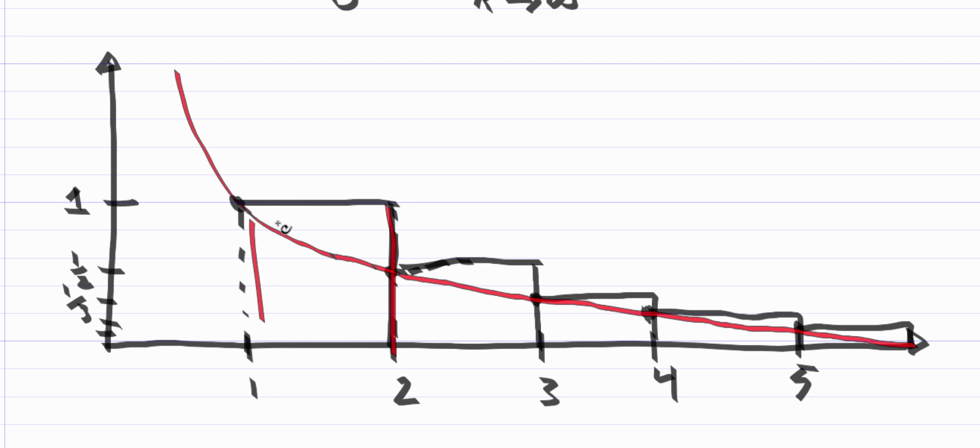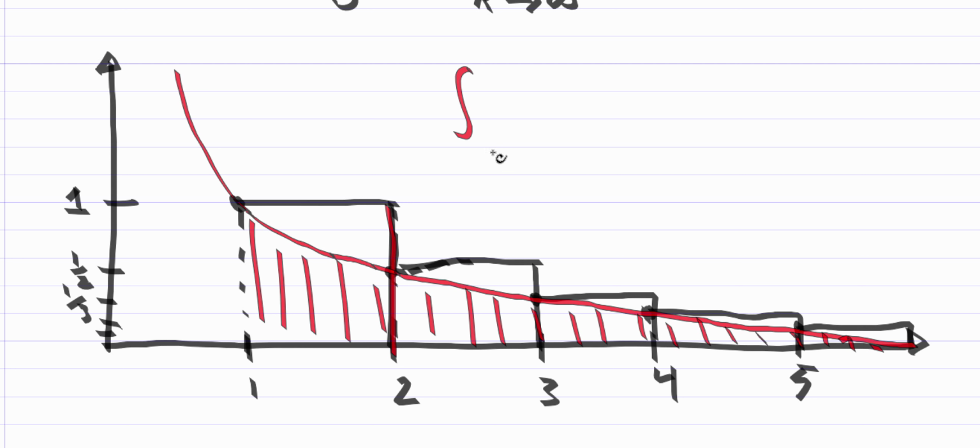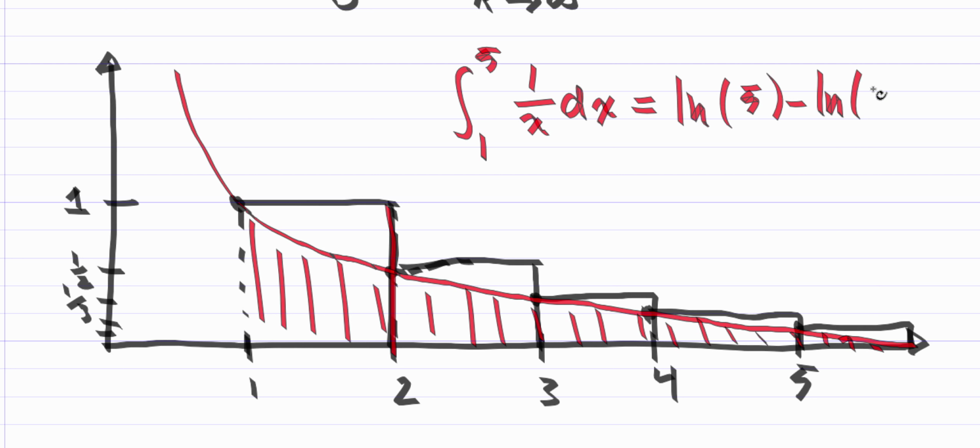In particular, this is the integral from 1 to 5 of 1 over x dx. And what's that equal to? Well, it's equal to the log natural of 5 minus log natural of 1, which is just log natural of 5.